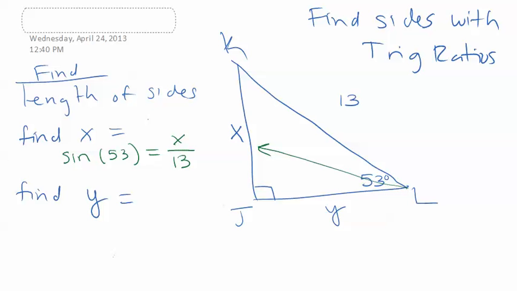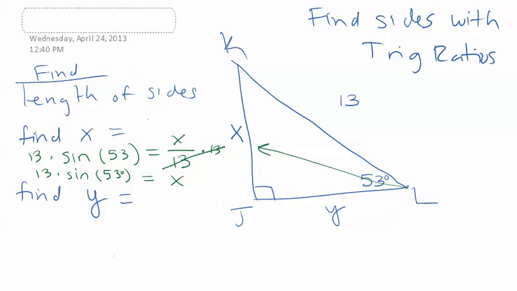Now I have two of the values, so I'm only missing one value. How do I find x? I'm going to multiply both sides of this equation by 13 to get 13 out of the denominator. These two 13s cancel out, and I'm left with x equal to 13 times the sine of 53 degrees. You want to make sure that your calculator is set to degrees as well. I'm going to put this into my calculator.